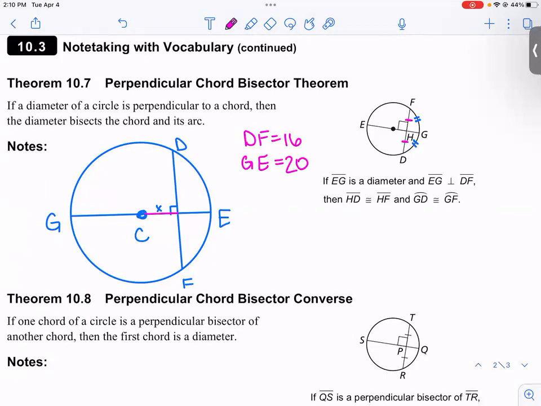How am I going to find X? So first of all, because we have the diameter perpendicular to the chord, what is true about that chord? It's also on the other side. This whole thing is 16, right? What's true about this piece? And it goes down the middle of it. Okay, it's bisecting it. So each of these pieces are 8.